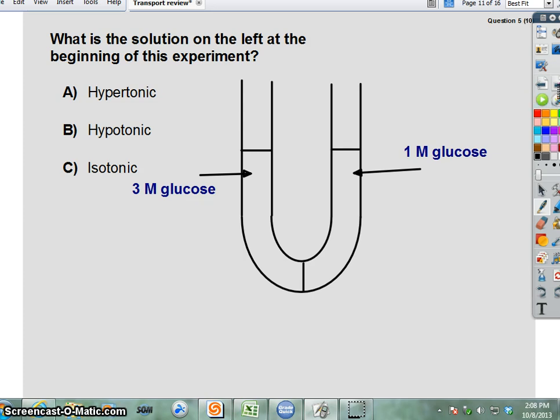All right. How about this one? What is the solution on the left at the beginning? Hyper, hypo, or iso? Hyper. It's hyper, yes. Good.